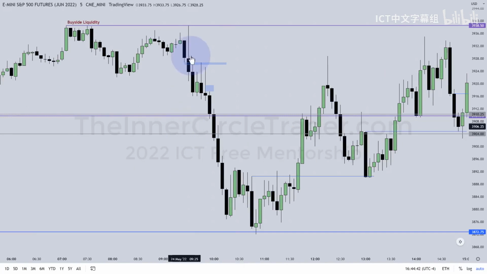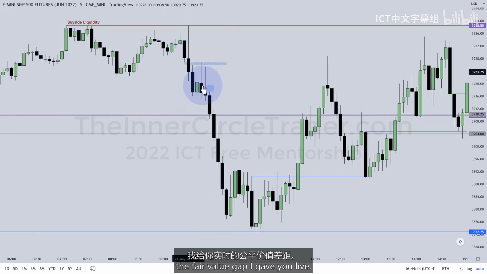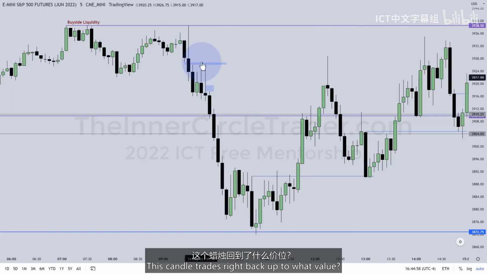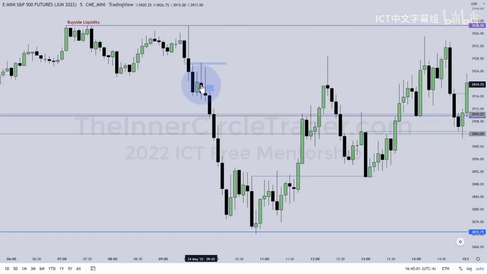Okay, and there's the fair value gap I gave you live. Beautiful delivery. Look at the low on this candle right here. Right up here, look at this value right here. 39.26 3/4. This candle trades right back up to what value? The high now on this candle. 39.26 3/4. Folks, that is absolutely perfect. That's perfect price delivery.